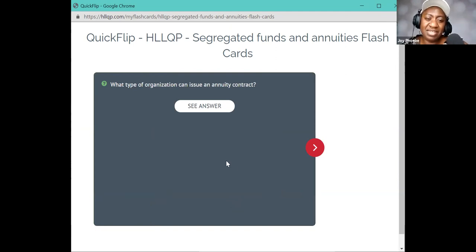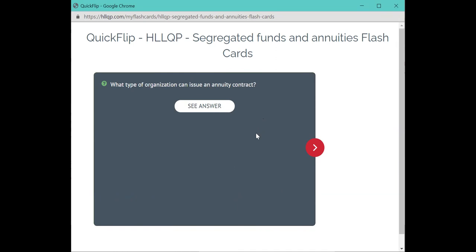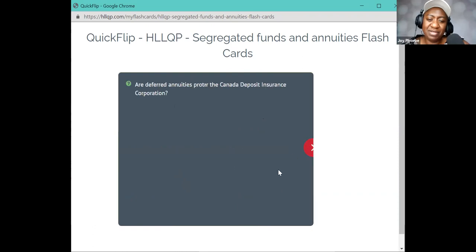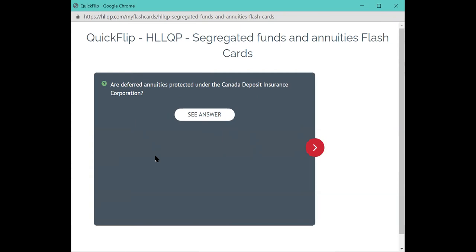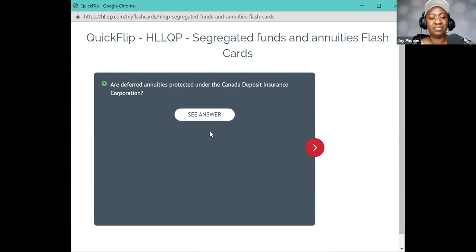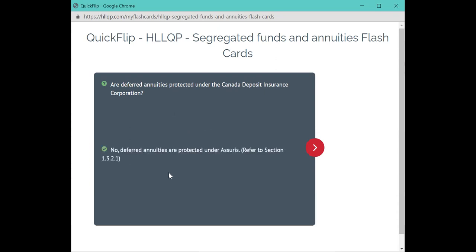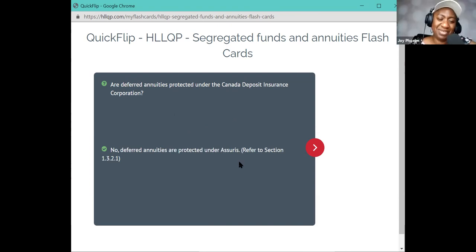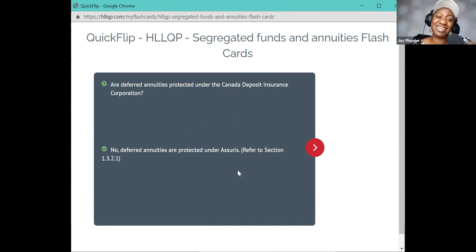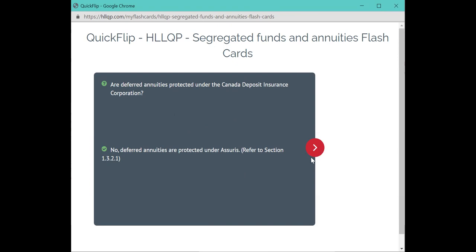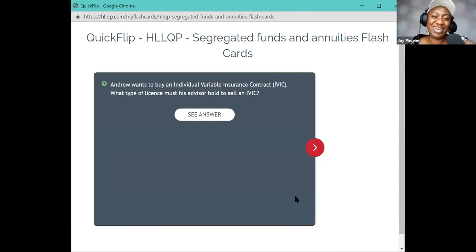What type of organizations can issue annuity contracts? An insurance company, of course. Are deferred annuities protected under the Canada Deposit Insurance Corporation? I think so. No, deferred annuities are protected under Assuris, not Canada Deposit. It's an insurance thing, you understand. This is good knowledge to have.